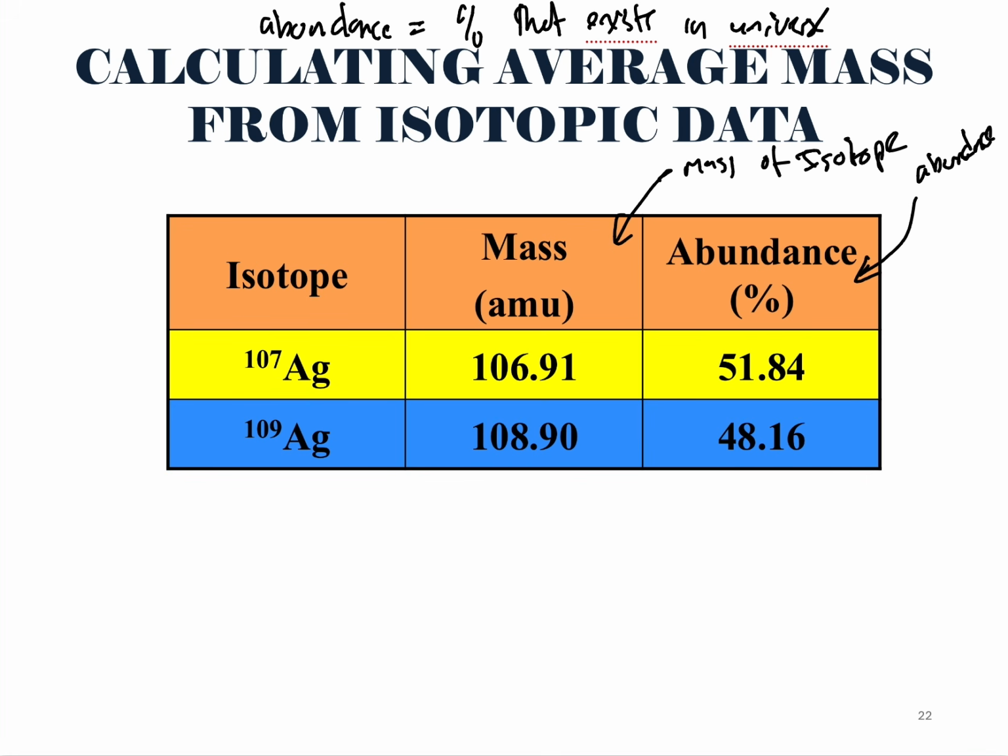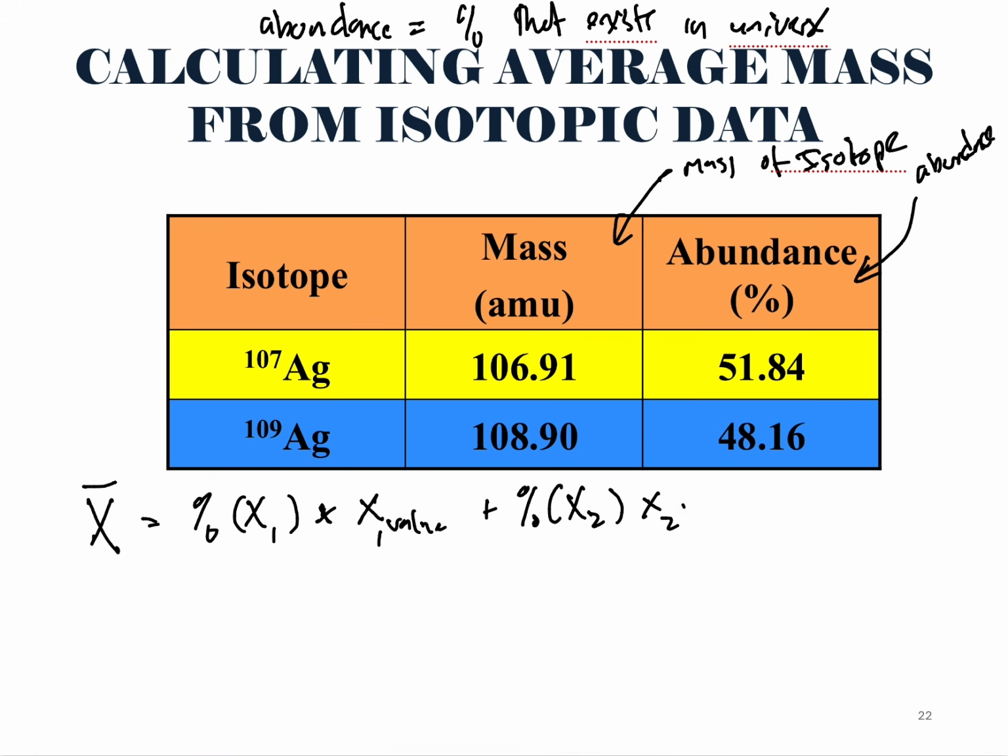We can calculate the average of something if, let's say, we want to find the average of some variable x. We can have the percentage of one variable times the value of that variable plus whatever the other percentages are of the other variables that represent the quantity that we're talking about. So this will be x1 value and this is x2 value. You say, okay, well, what does that mean? How do we actually use that?